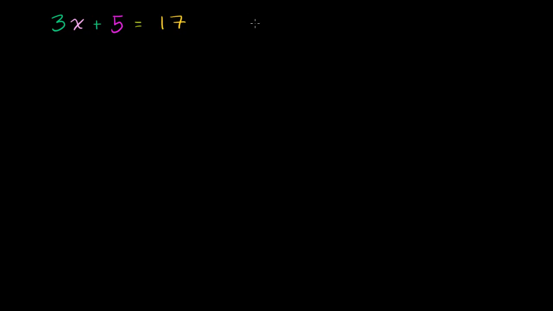So 3 times x literally means, let me write it over here, 3 times x. So you literally have an x plus an x plus an x. That right there is a 3x. And then that's plus 5. And I'm actually going to write it out as 5 objects. So plus 1, 2, 3, 4, 5. This right here is 3x plus 5 is equal to 17.